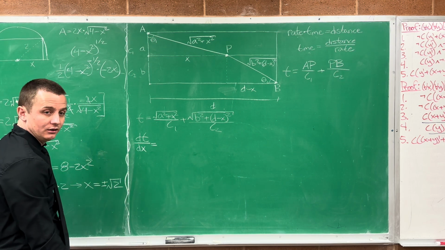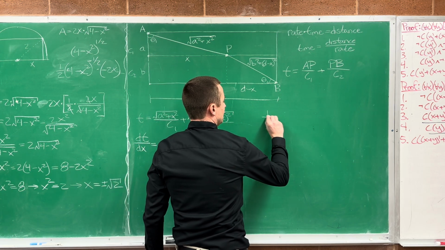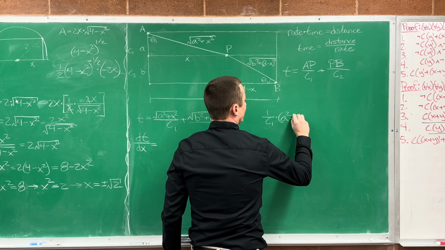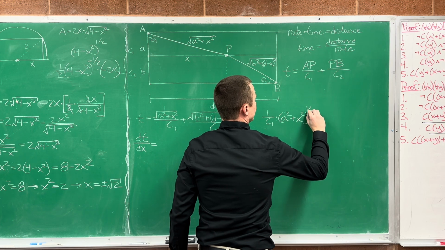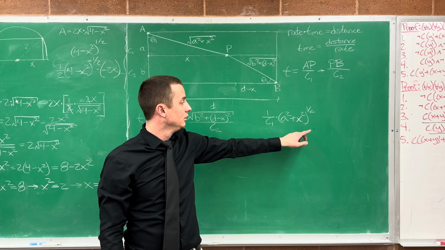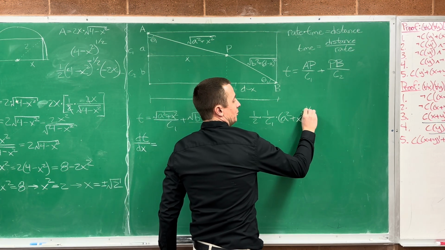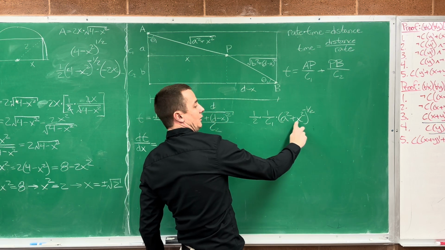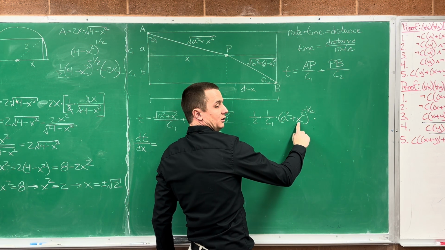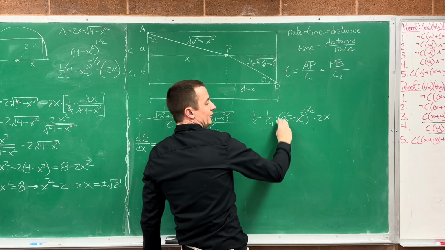So what is it? Let's scribble this term out to the side. That's the same as 1 over c1 times (a squared plus x squared) to the 1/2, right? What's the derivative of this with respect to x? It's going to be 1/2 times... bring down the 1/2. This becomes a minus 1/2, and then chain rule, so times the derivative of the inside, which is just 2x.